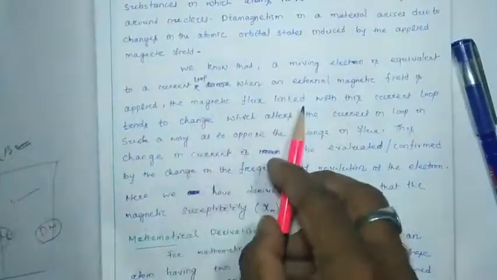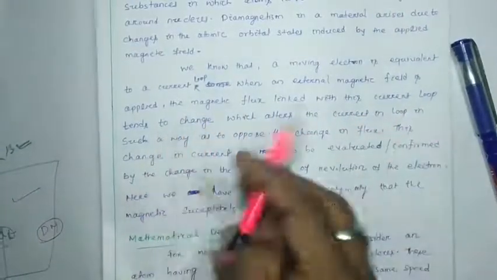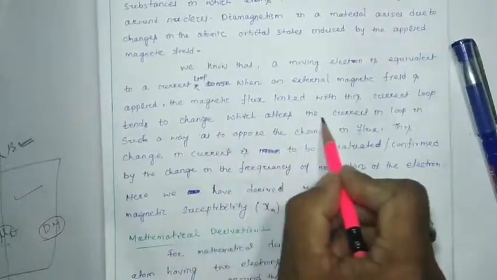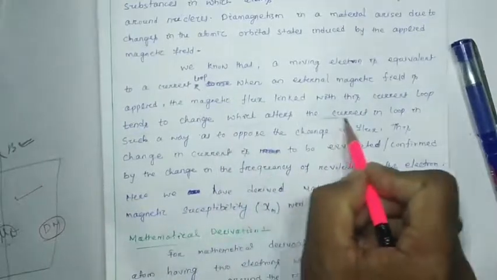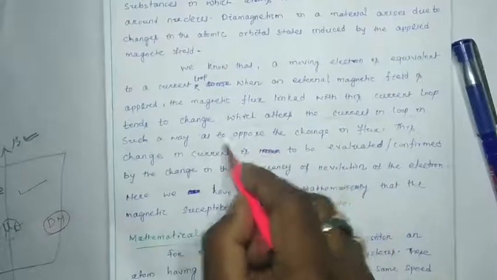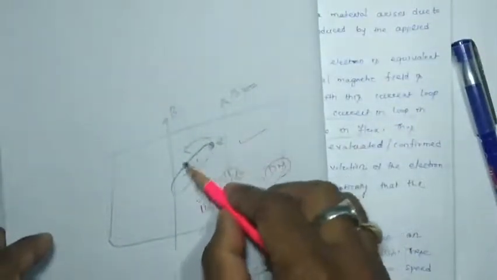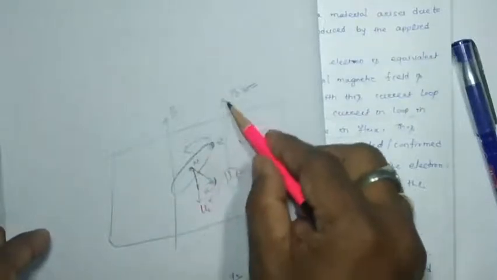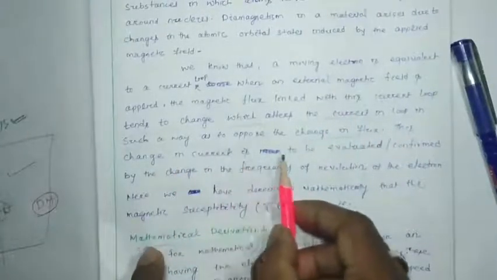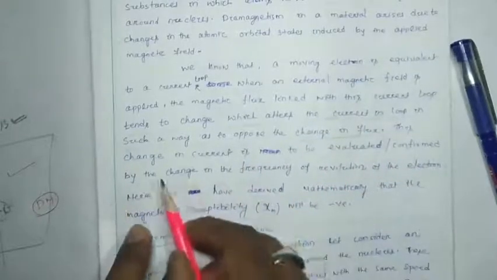The same thing has been written. The magnetic flux linked with this current loop tends to change, which alters the current in the loop in such a way as to oppose the change in flux. Change in flux means the applied magnetic field. The current is going to be changed in such a way that it opposes the applied magnetic field, or the so-called change in magnetic flux. This change in current is confirmed by the change in frequency.